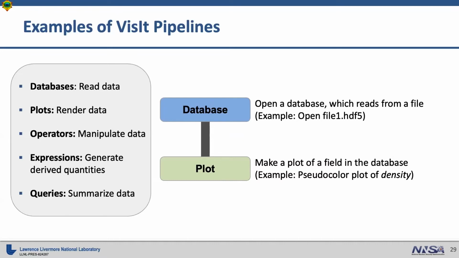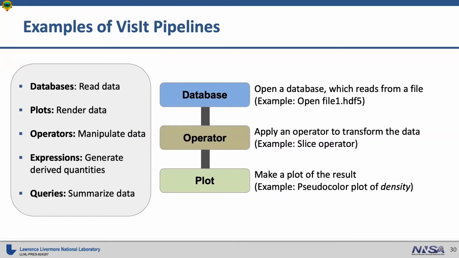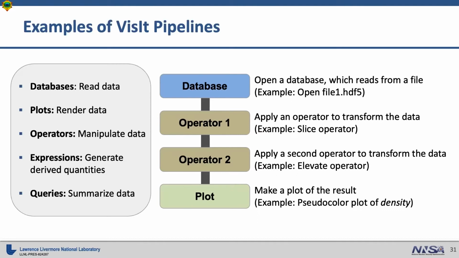So the simplest thing we can do is, if you have a database, you can open it up and you can make a picture. So I can open up an HDF5 file and I can make a pseudocolor plot of, say, density, right? But I can also transform the data. So in this case, I can add an operator. If it was a 3D data set, I can slice it down to maybe take a 2D slice. And now, instead of plotting the entire data set, I'm plotting the slice of density there.